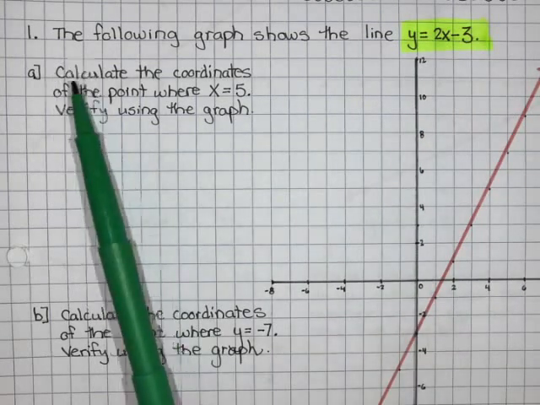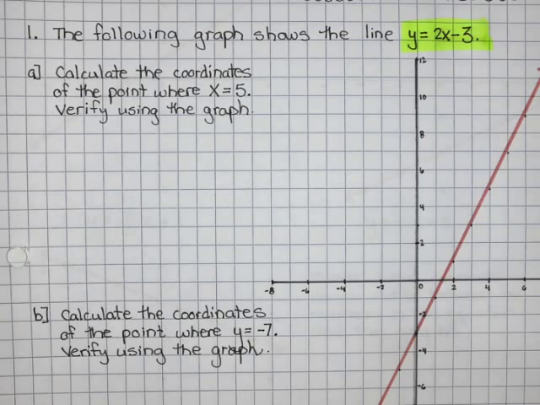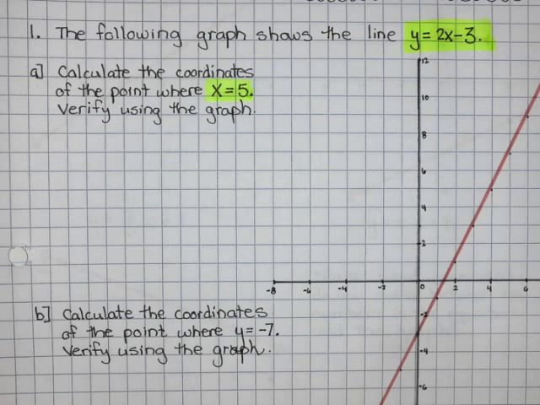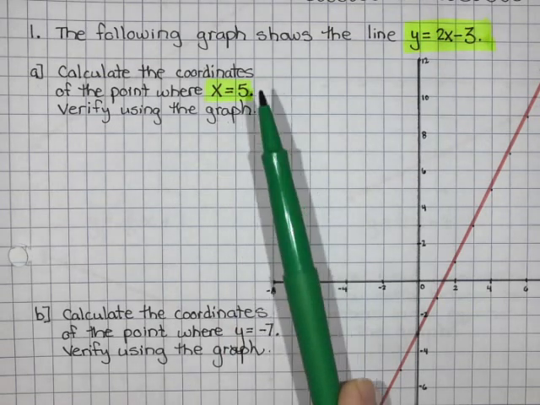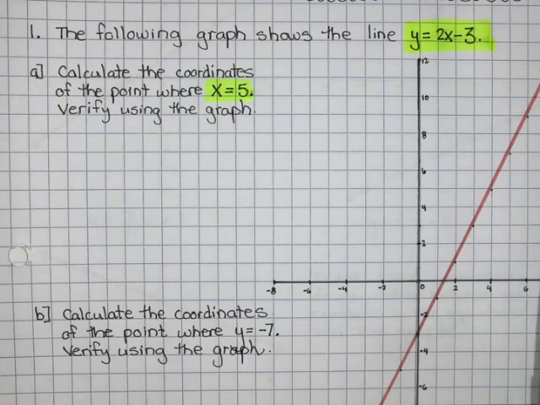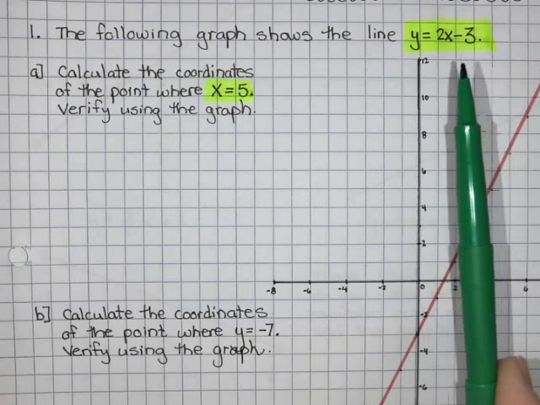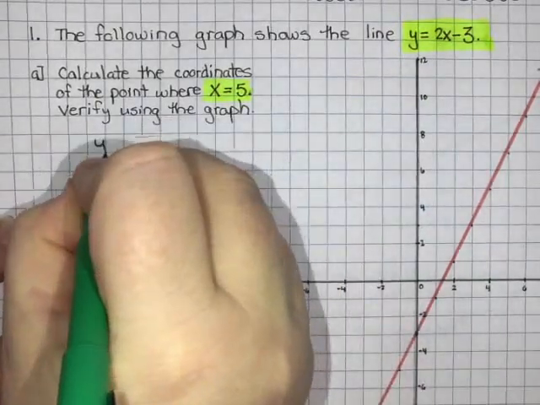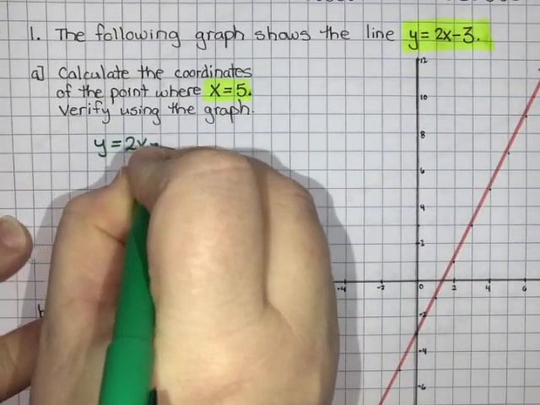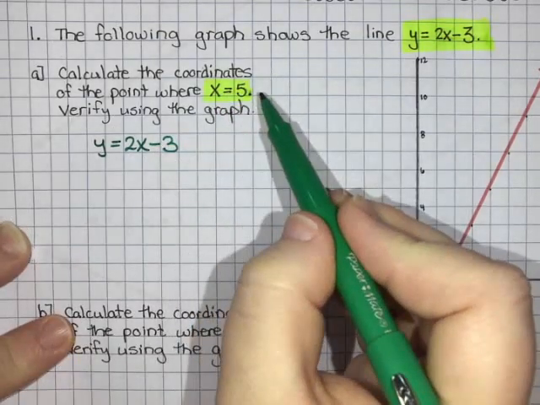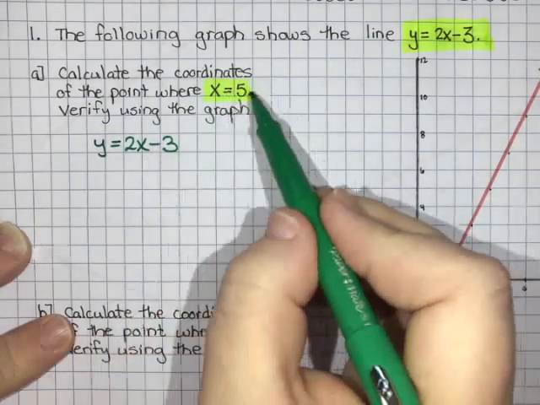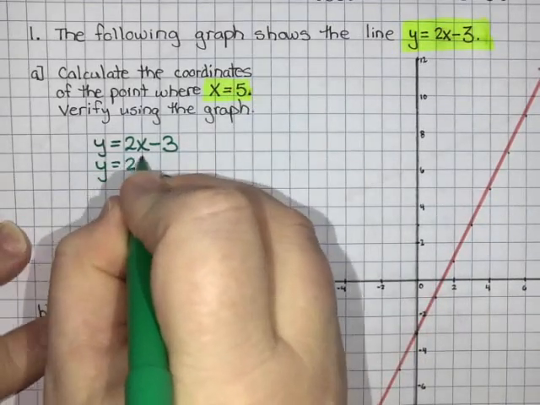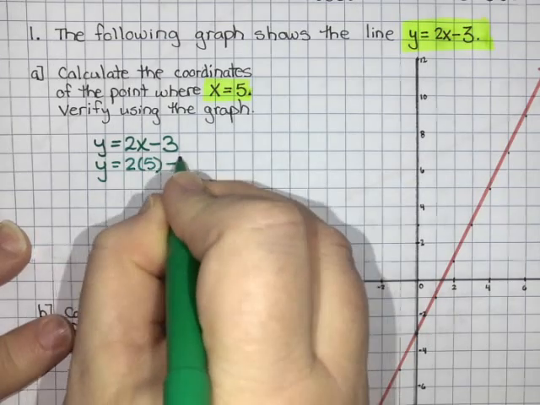Our first question says calculate the coordinates of the point where x equals 5, and then verify using the graph. I could just look where x is 5 on the graph and read off the y value, but I'd like to try using the equation. So I'm going to take the equation y equals 2x minus 3. I know that x is 5, so everywhere I see an x, I'm going to sub in the number 5. So I get y equals 2 times 5, take away 3.